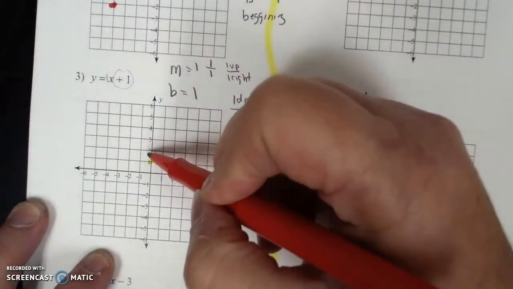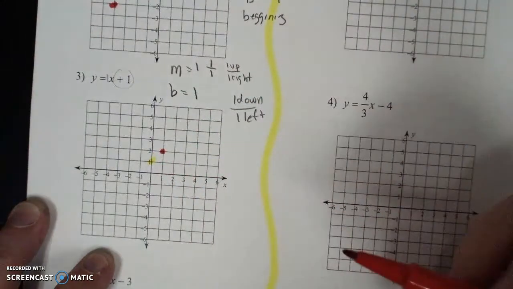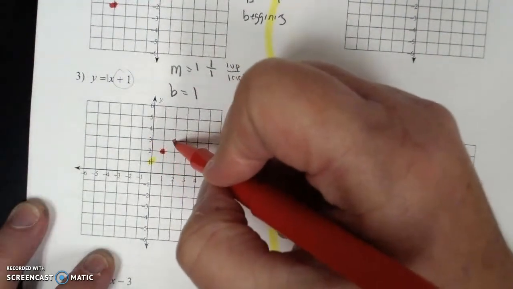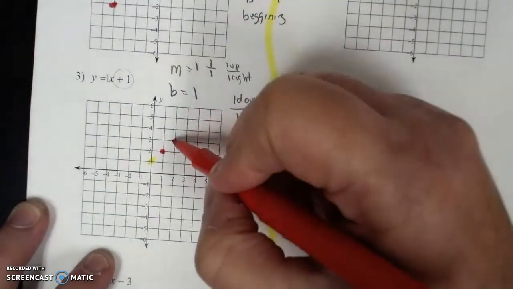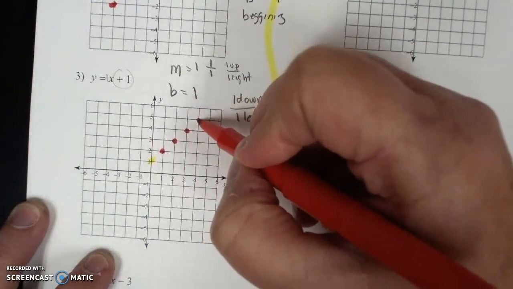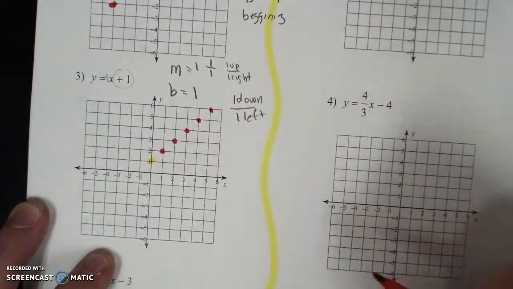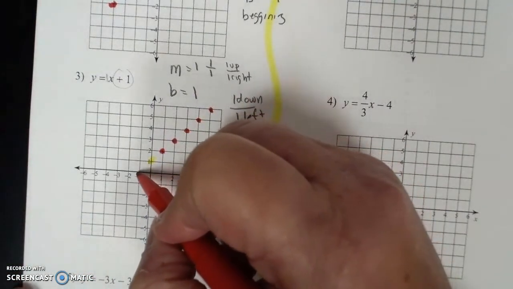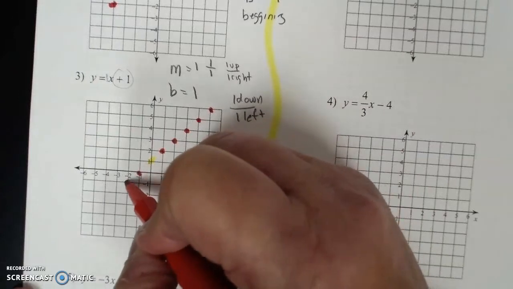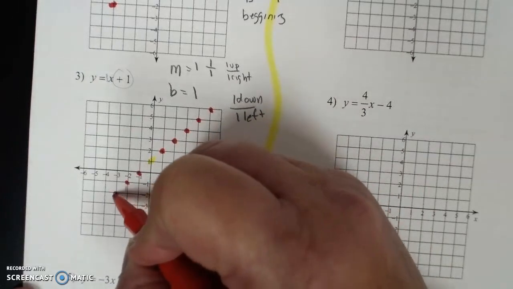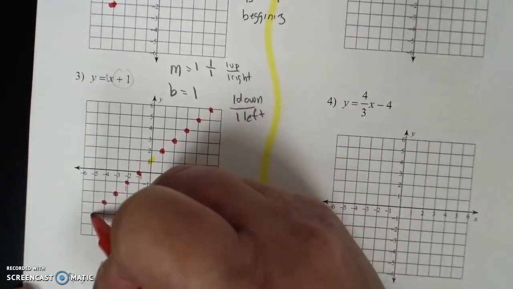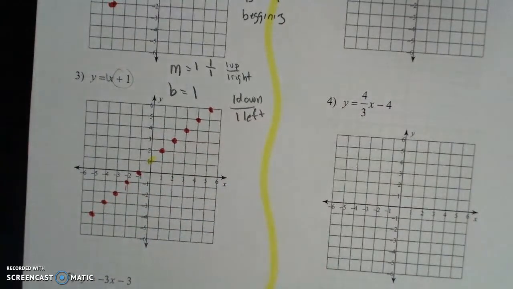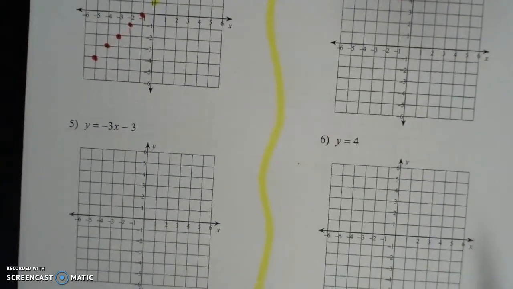In yellow, up 1, right 1, there's one of them. Up 1, right 1, there's another one. You actually are allowed to do this as much as you want. I will require you to do at least 2 of them on that side. So now I'm down 1, left 1, down 1, left 1, down 1, left 1, and that in class you would connect it and it forms a line.